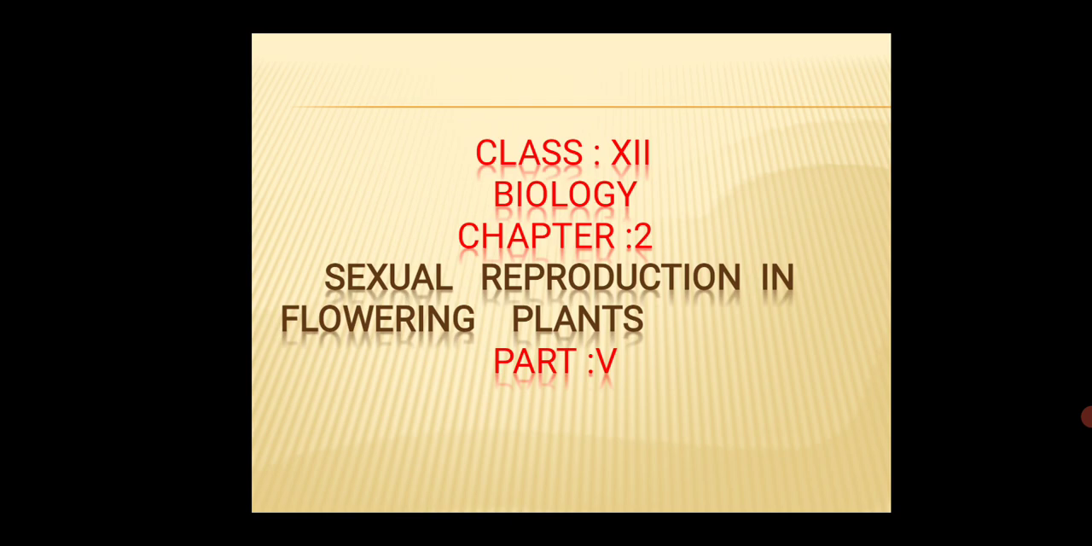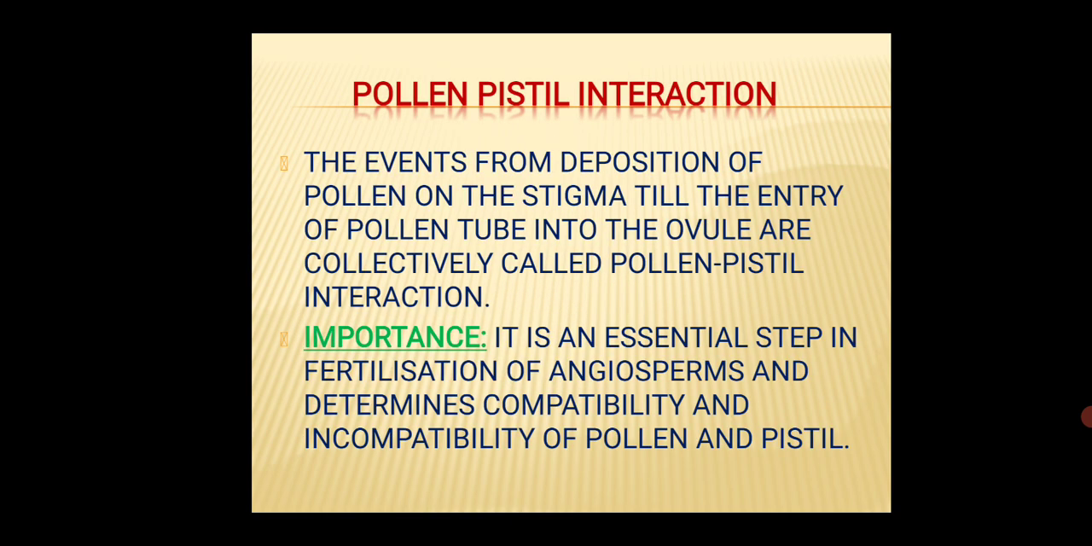Today we are going to discuss the pollen pistil interaction. Before starting the topic, I think all of you know the meaning of pollen, the meaning of pistil, and the main importance of this pollen pistil interaction. So what is the need for this pollen pistil interaction? For sexual reproduction in flowering plants, this pollen pistil interaction is one pivotal, important process in the flowering plant's body. So let's start with the definition of pollen pistil interaction.